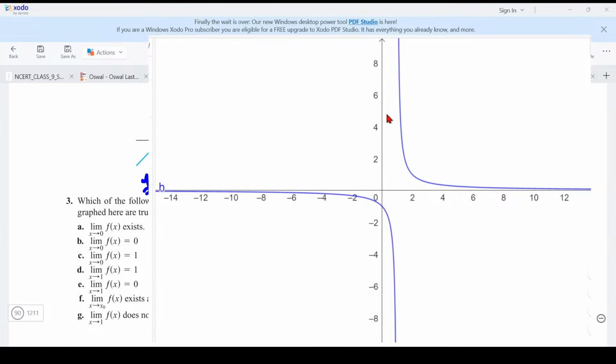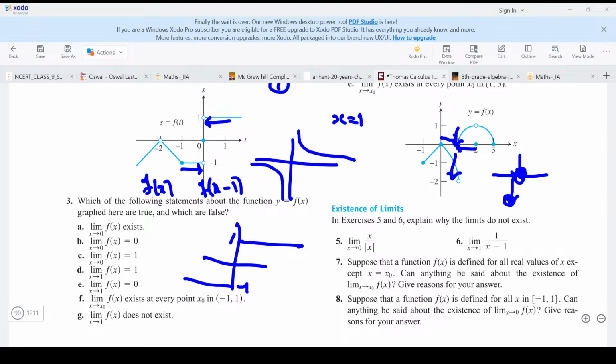Now look carefully at this blue graph. This is 1 by x minus 1, right? Now when x is approaching 1, that is this black line, what is y approaching? One side you are approaching minus infinity, another side you are approaching plus infinity. Agreed? So there is no limit here. Understood, no? Understood.